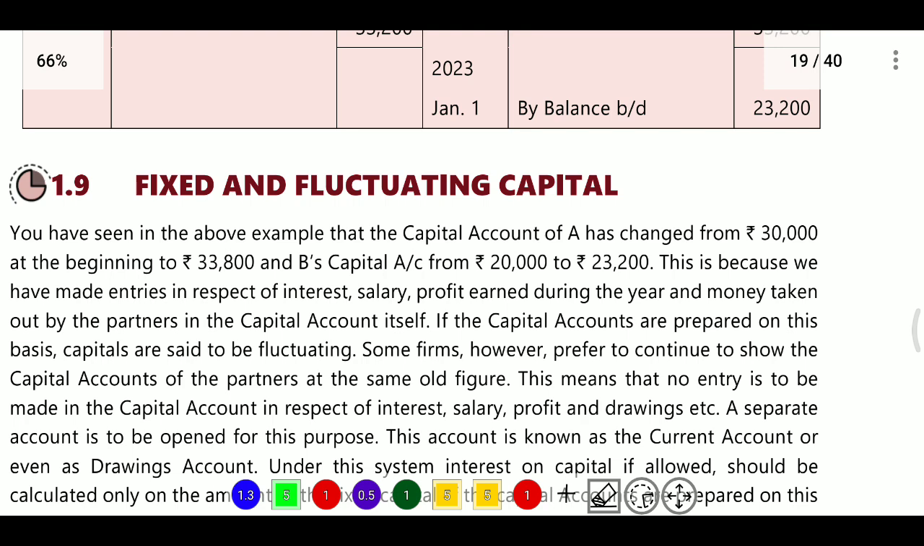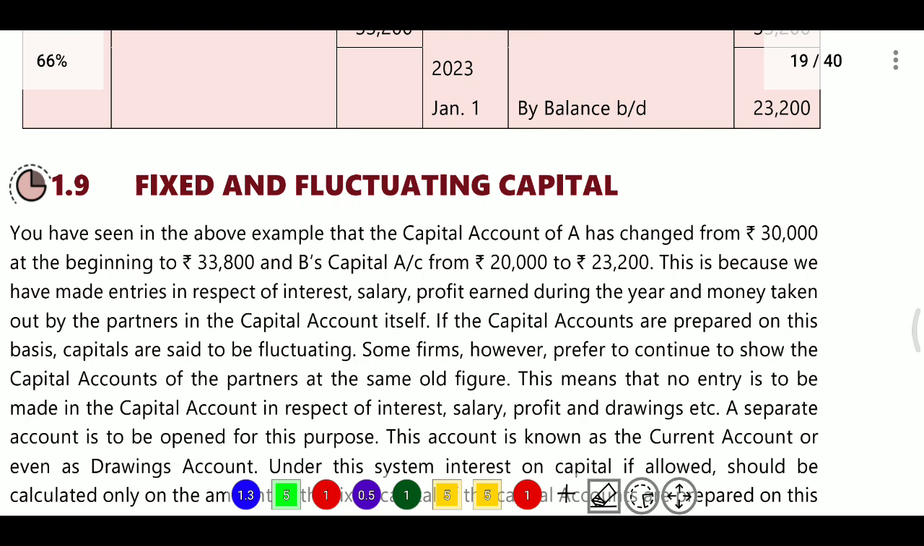Now the fluctuating capital method. Fluctuating capital method means the capital of a partner fluctuates with each transaction, including profits, drawings, interest, etc. In a firm following the fixed capital method, A's capital remains at 1 lakh, while drawings and profit shares are recorded in a separate account. So if you go with the fixed capital method, the capital will be the same and they will maintain another account, the current account. In the fluctuating method, they will adjust for all items in the same account. So every year there will be a change of capital. So fixed capital method means capital remains the same, and a separate current account will be maintained to record drawings, interest, salary, etc.